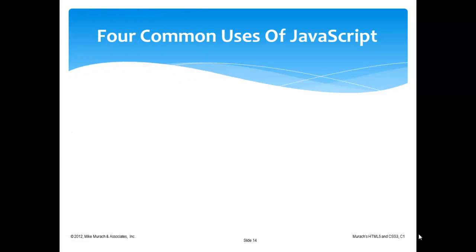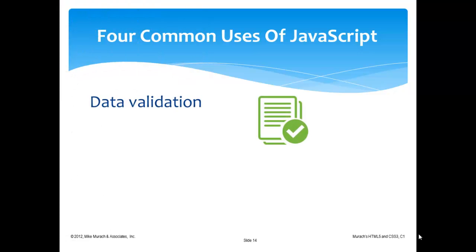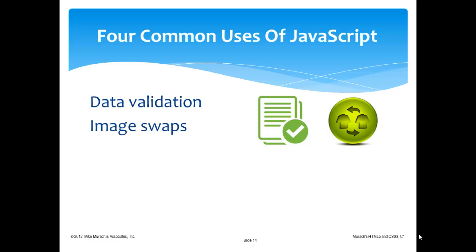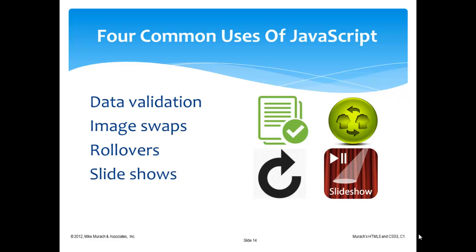Besides image swaps and rollovers, there are many other uses for JavaScript. Another common use is to validate the data that a user enters into an HTML form before it is sent for processing. This saves unnecessary trips to the server. Other common uses for JavaScript are to run slideshows and rotate headlines, or produce animation in one area of a web page. In fact, whenever you see a portion of a web page cycling through a series of text blocks or images, that's probably being done by JavaScript.